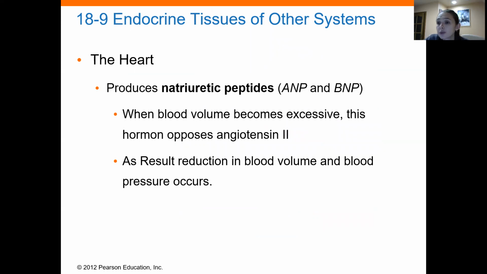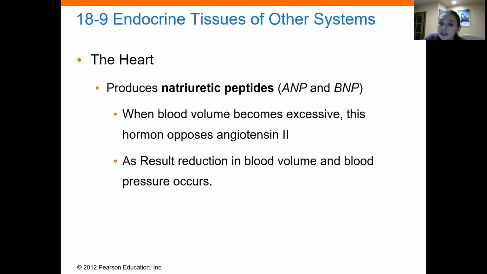The heart. What hormones does the heart produce? Heart produces natriuretic peptide. What is the main effect of this hormone? When blood volume becomes excessive, this hormone has the opposite effect to angiotensin 2, and it is responsible for excretion of water from the blood. So as a result, in this way, blood volume will decrease.